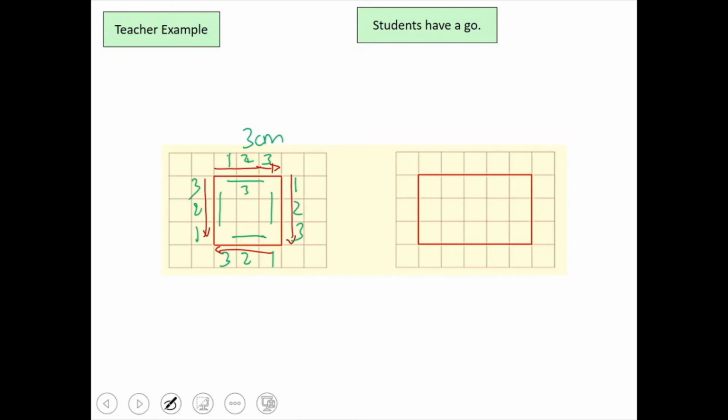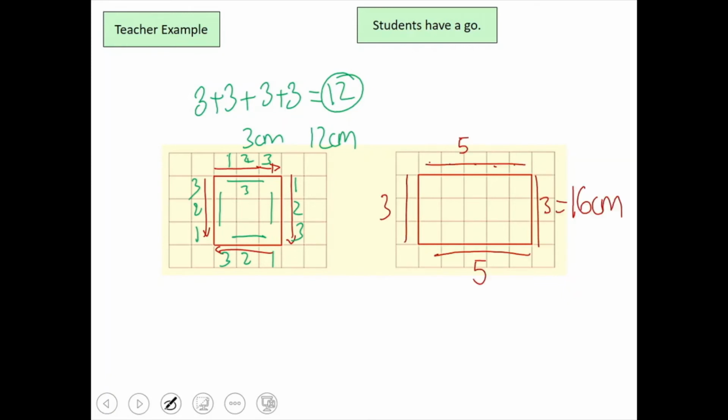So remember, to calculate the perimeter, we need to total the distance on the outside of the shape. So we've got 3 plus 3 plus 3 plus 3 is 12. Your final answer will be 12 centimeters. So now I want you to pause the video and have a go at the shape on the right hand side. Spend about 30 seconds to a minute and then unpause the video to look at the answer. Okay, so you've got the answer on the slide. You should all have gotten 16 centimeters.